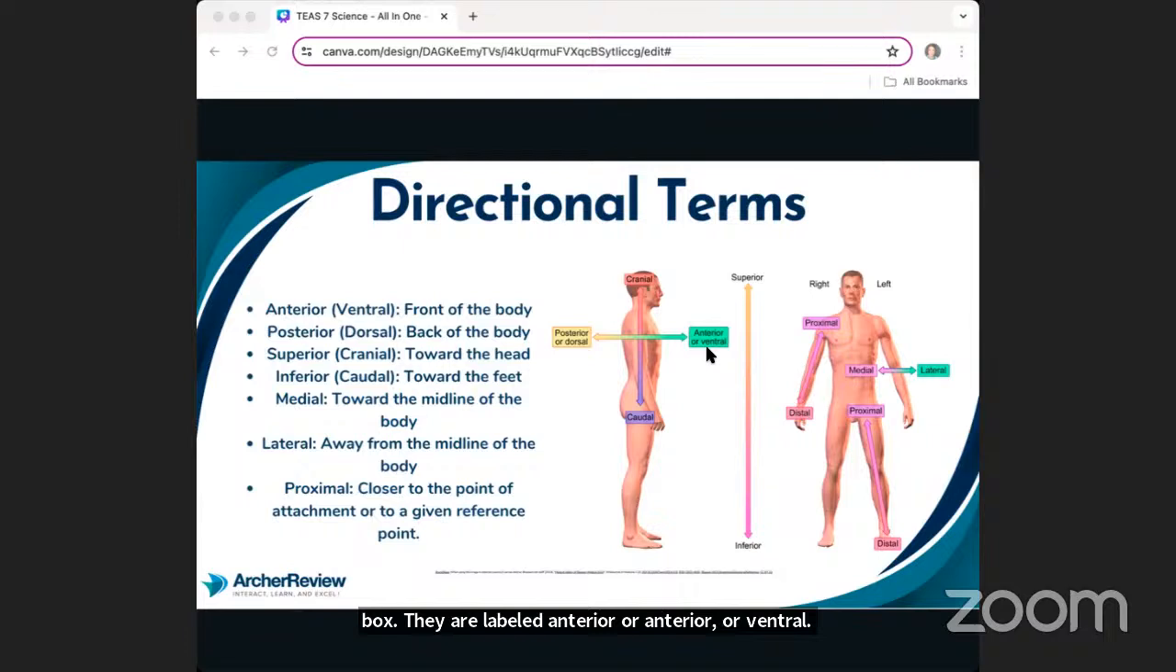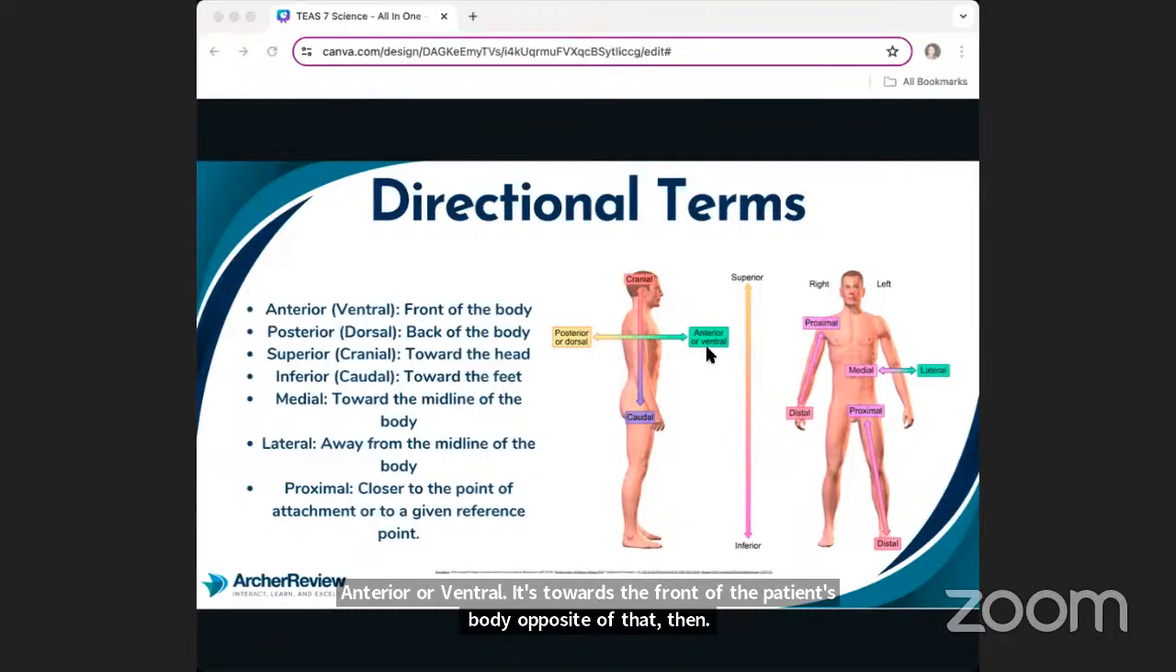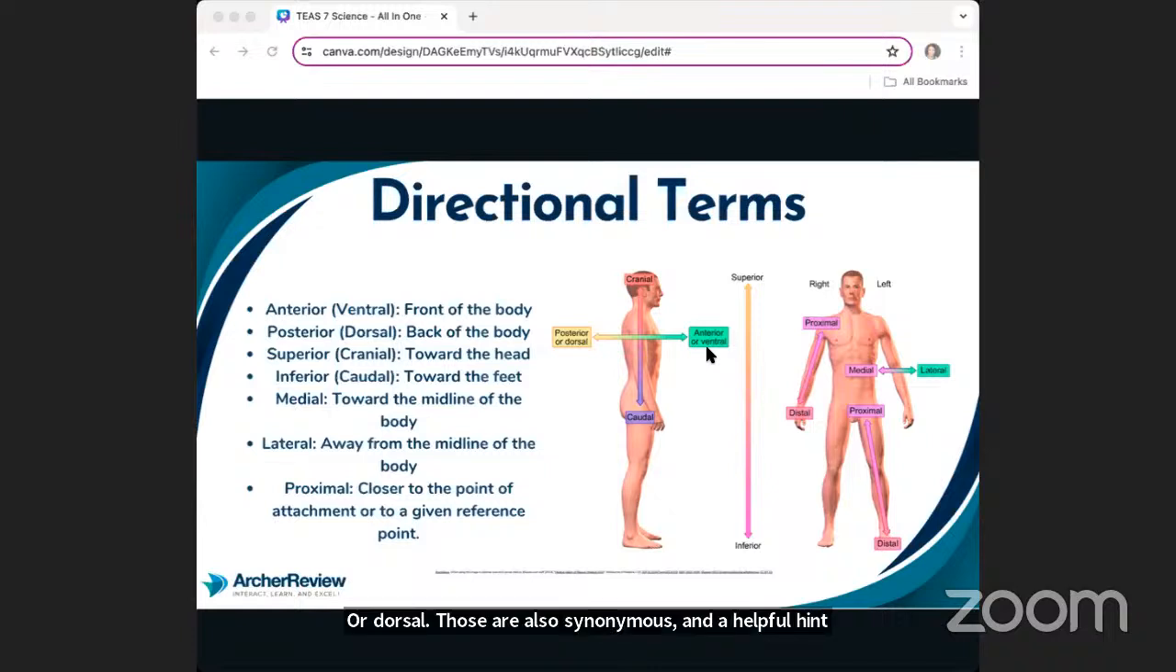Opposite of that then is posterior or dorsal. Those are also synonymous. And a helpful hint to help you remember that, think of a dorsal fin on a dolphin. It's on that back side of the organism. So the posterior or dorsal term means back of the body.